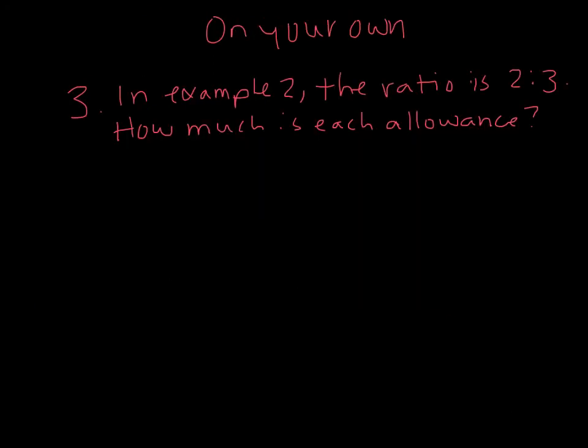Number 3 says, in example 2, so now I'm on page 193, the ratio is 2 to 3. How much is each allowance? Before it was 5 to 3. So you have to redo a tape diagram for you and then for your friend, where you have 2 parts and your friend has 3 parts, but the total is still $40. Let's see what we come up with.